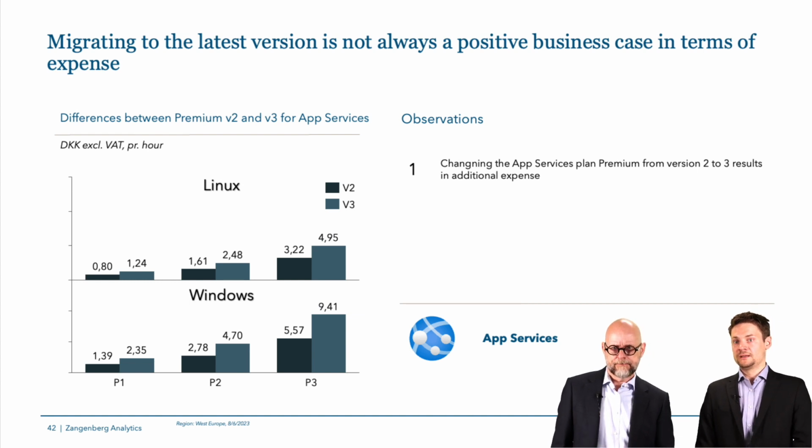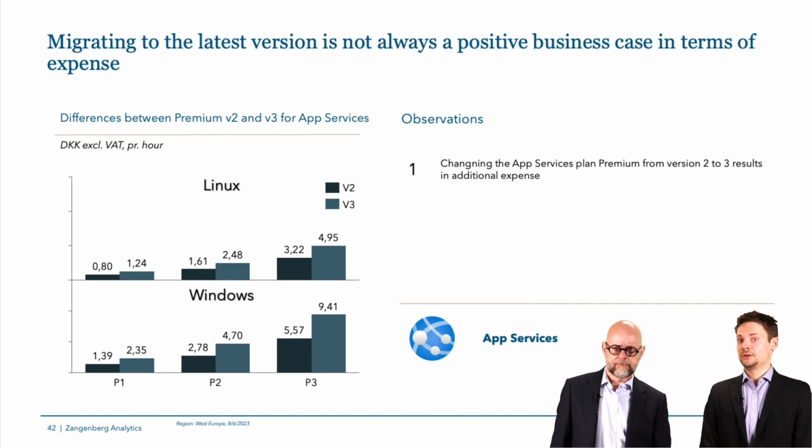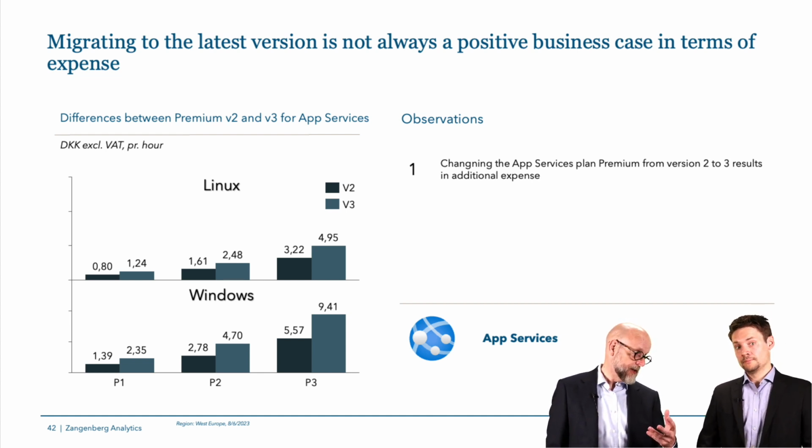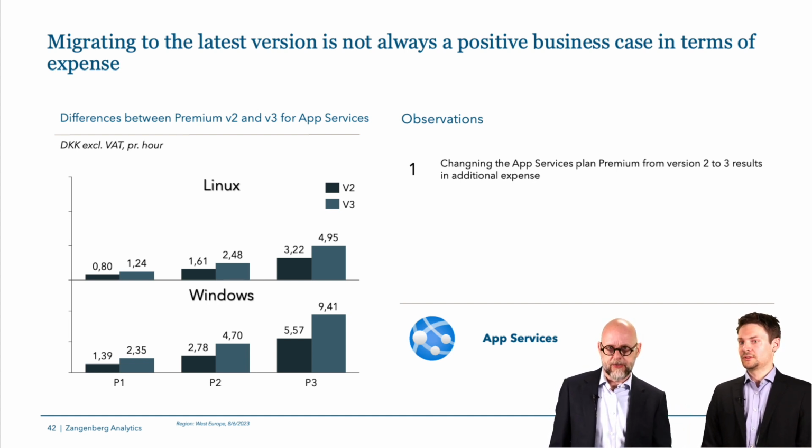And a quick slide here. A newer version is not always cheaper. It's not always cheaper, but it could hold more capacity. More functionality. Performance. Yeah, because this is not an IaaS service, it's a SaaS service, so you don't know the underlying infrastructure.